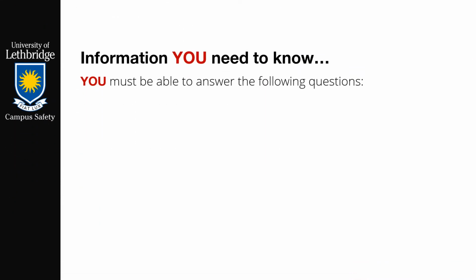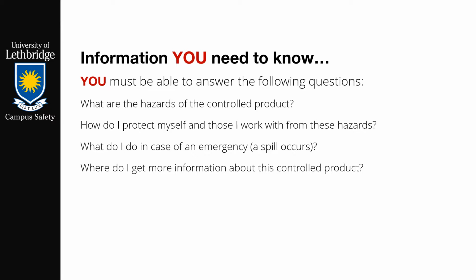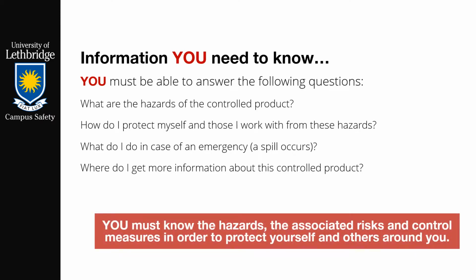You must be able to answer the following questions. What are the hazards of the controlled product? How do I protect myself and those I work with from these hazards? What do I do in case of an emergency? Where do I get more information about this controlled product? You must know the hazards, the associated risks, and control measures in order to protect yourself and others around you. Contact safety services for assistance with hazard assessments.